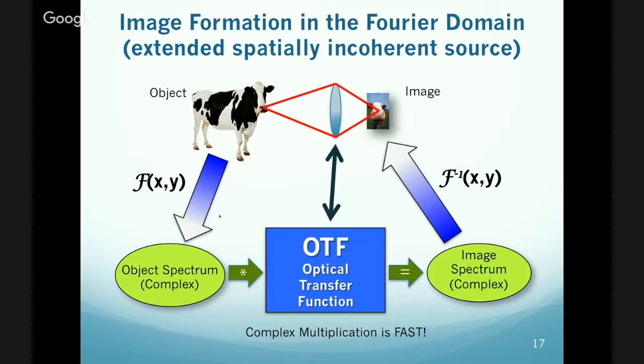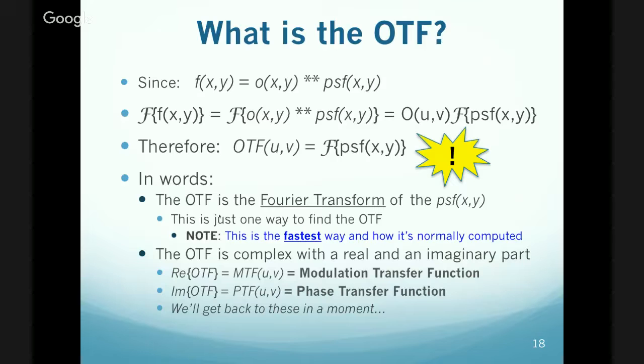Well, what is the OTF? Okay, hang on to your boots here. We said that the image is just equal to the object convolved with the PSF. If we go into the frequency domain and take the transform of the image, that turns out to be the transform of the object convolved with the PSF. But one of the rules in the transform domain is that this is just the spectrum of the object times the spectrum of the PSF. Therefore, the optical transfer function has to be equal to the spectrum, the transform of the PSF. That's an important thing.